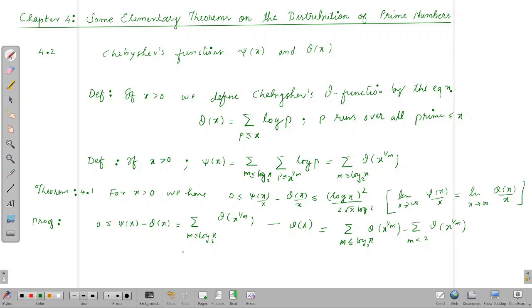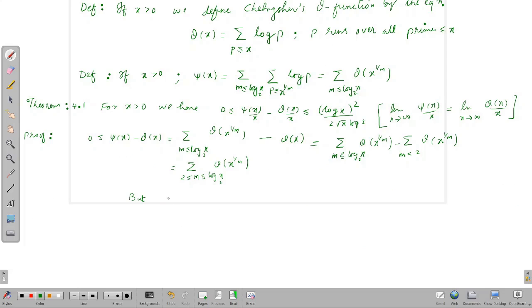So the first sum contains the terms corresponding to m equal to 1, 2 and all the way up to log x to the base 2, and the second is for m equal to 1. So the difference between these two summations gives the sum over 2 less than or equal to m less than or equal to log x to the base 2 of theta of x to the power 1 by m. But we know that theta of x is always less than or equal to the summation over p less than or equal to x of log x.